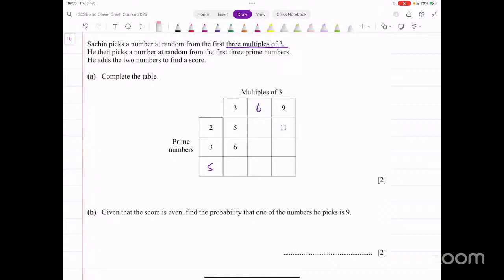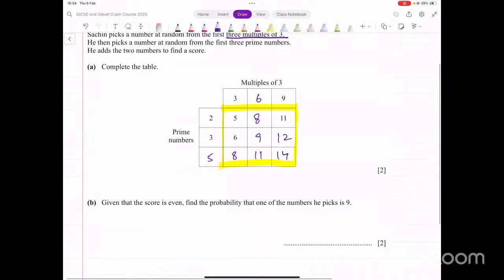Okay. Now he adds the two numbers to find a score. Now we have to add these numbers. This part is going to give you the outcomes when you add those two numbers. Let's see what we get from that. 3 plus 5 is 8, 6 plus 2 is 8, 6 plus 3 is 9, and 6 plus 5 is 11, 9 plus 3, 12, 9 plus 5, 14. So you've completed this table.